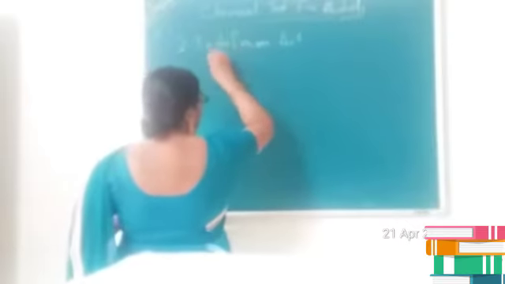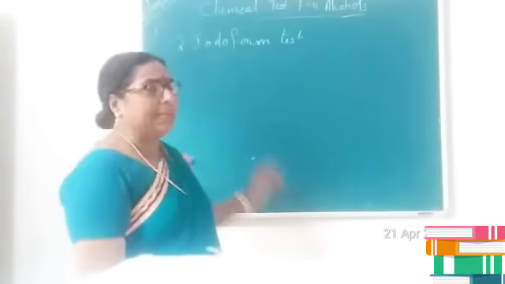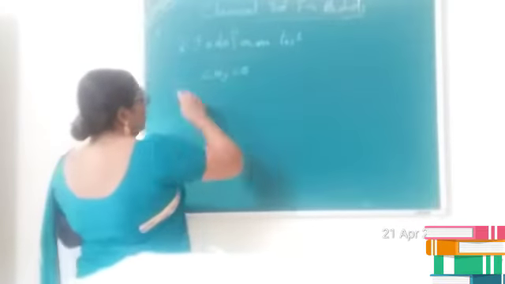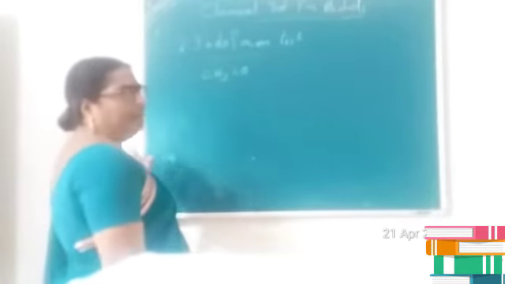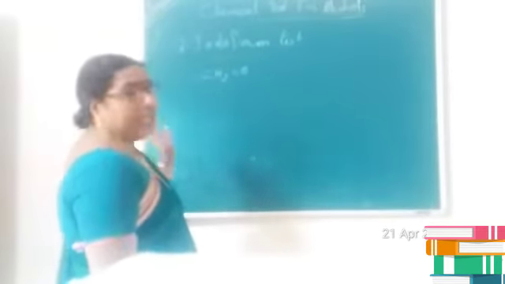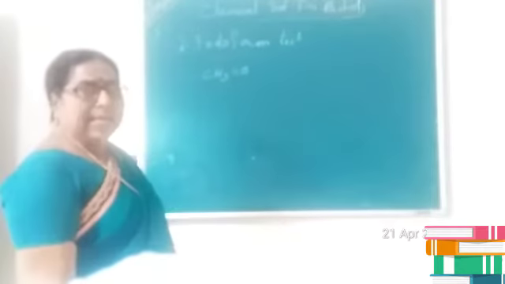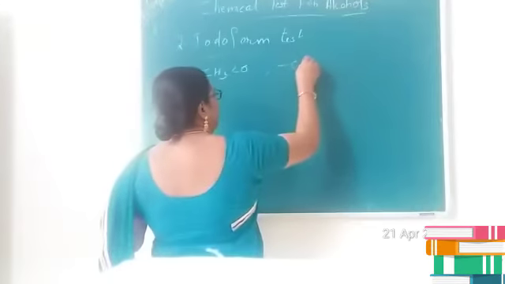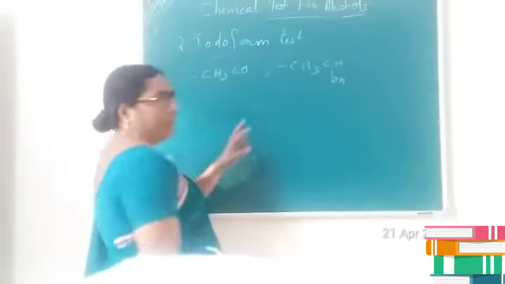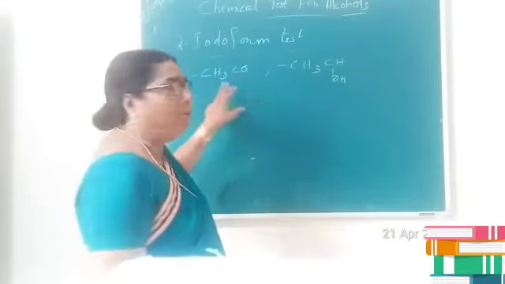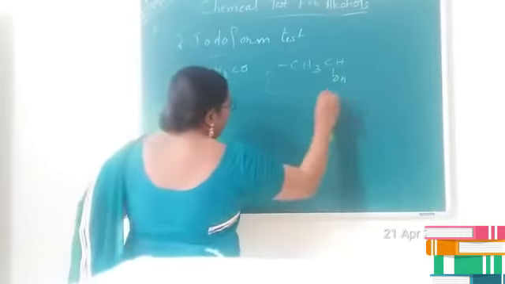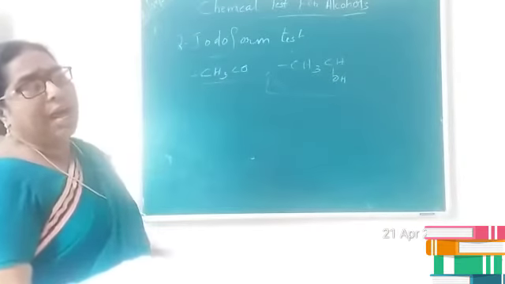The iodoform test is a special feature of compounds which possess a methyl ketonic group, or any compound which gives this on oxidation. The compounds which possess a methyl ketonic group, or the CH3CHOH group, which on oxidation will again give the CH3CO group. So this is the special feature of this type of compounds. Compounds which possess these two groups will give the iodoform test.